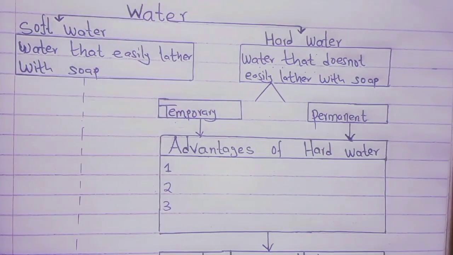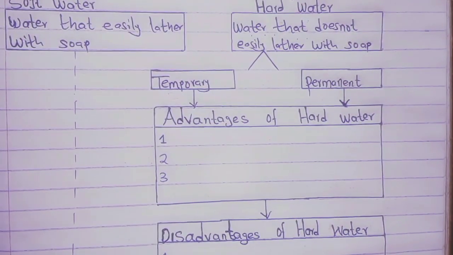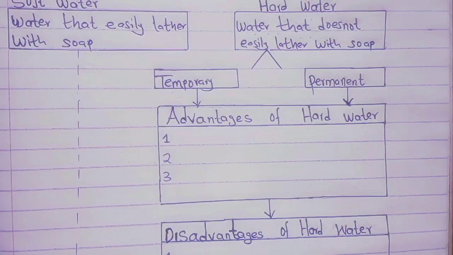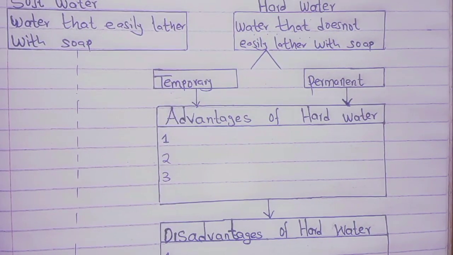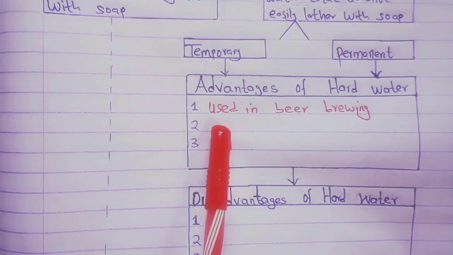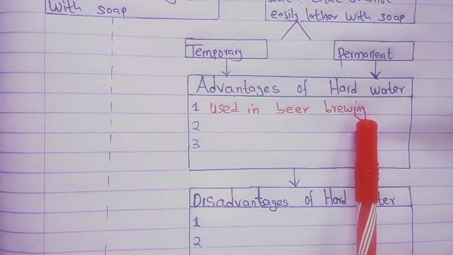So after that, we go to advantages of hard water. I've just listed 3 of them. The first is that hard water is used in beer brewing. We are saying hard water is used in beer brewing.